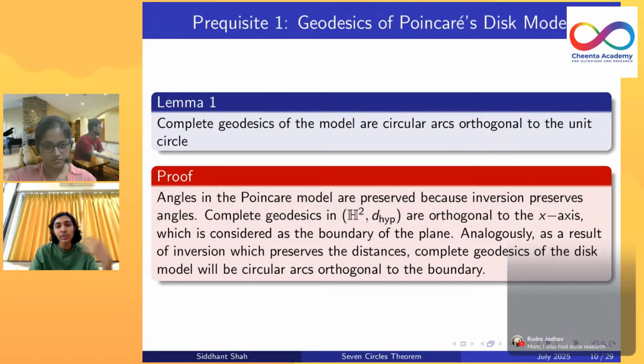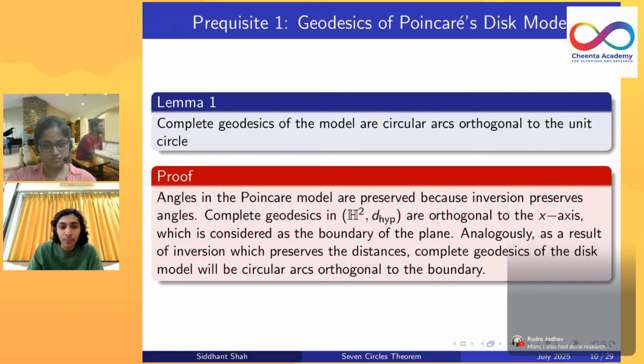So now in this geodesic, which is represented as H square comma d height, we're saying that all the line segments and all the lines are always orthogonal to the x-axis, as was the case in Euclidean geometry. Similarly, it is also orthogonal in hyperbolic geometry. And whenever we perform inversion, it is also known that it preserves distances and everything. So we can say that everything is preserved except that we are just representing it in a new model.